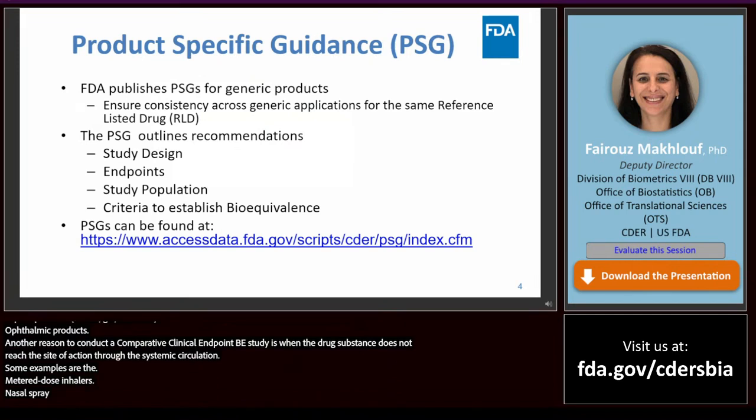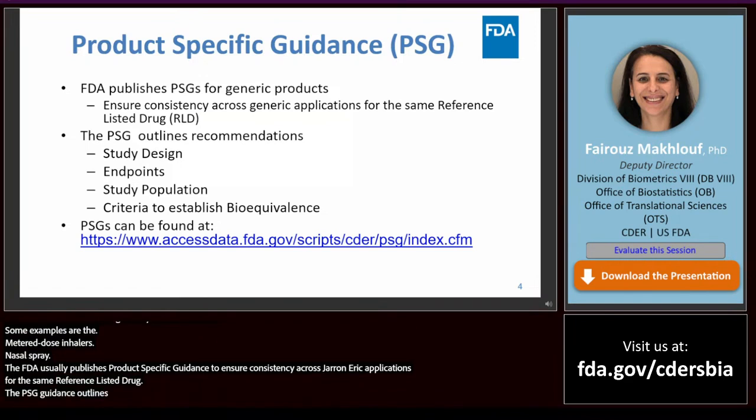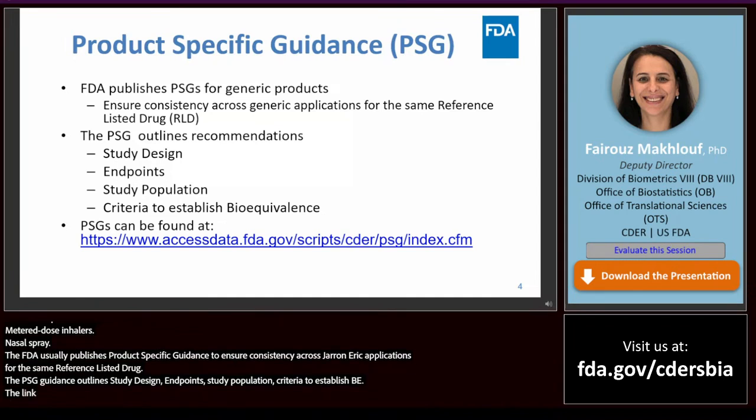FDA usually publishes product-specific guidance for generic products to ensure consistency across generic applications for the same reference-listed drug. In general, the product-specific guidance outlines the study design, endpoints, study population, and the criteria to establish bioequivalence. The link to all available PSGs is given on the slide.